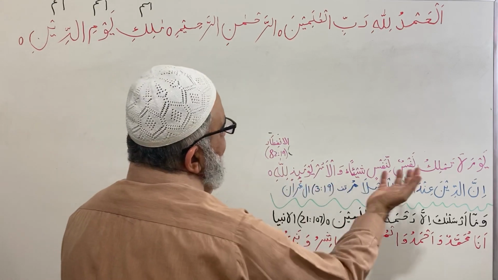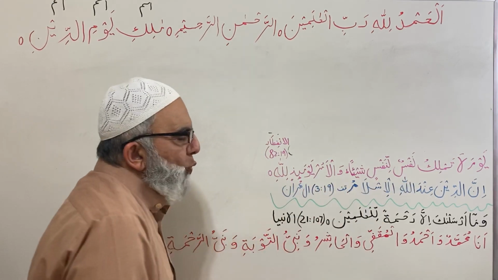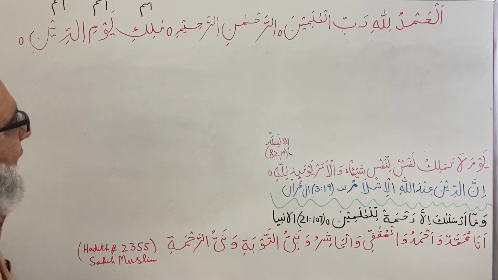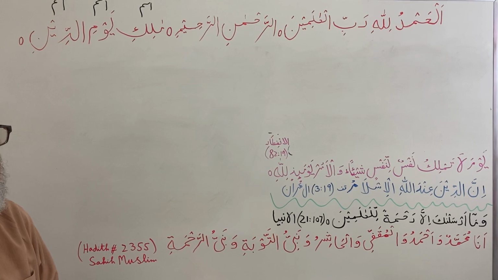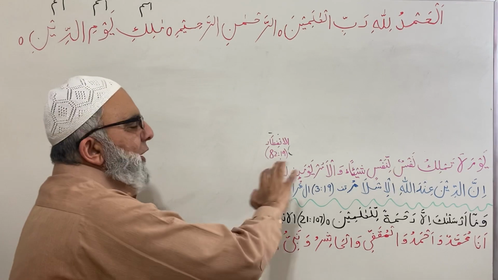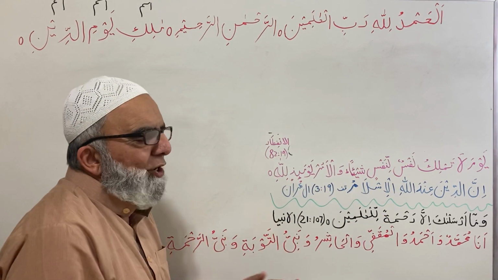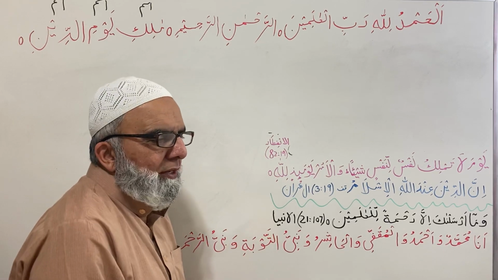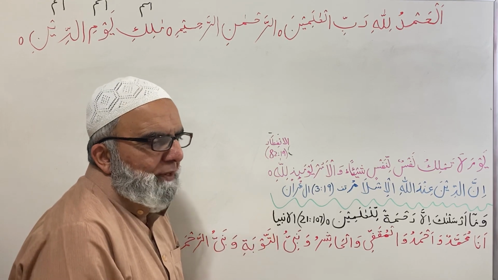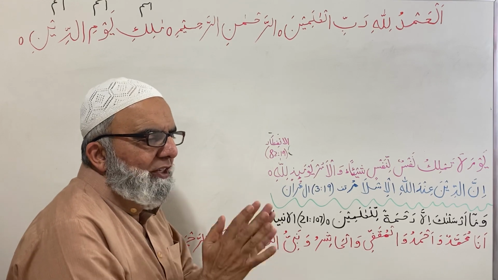Basically, it is a little bit of explanation in this ayat. What is the day of the judgment? Or what is the meaning of the master of the day of the judgment? It is that all human beings cannot do anything on that day. Only the command of Allah will prevail on the day of the judgment.